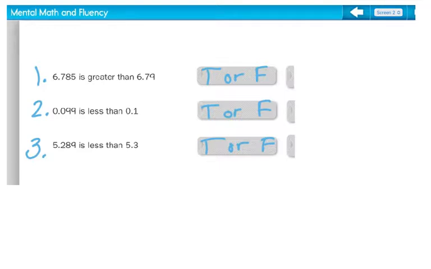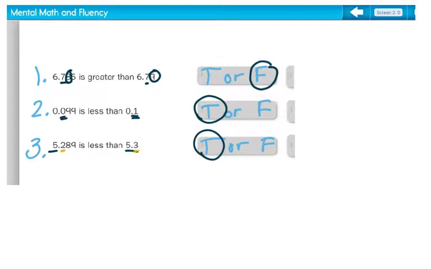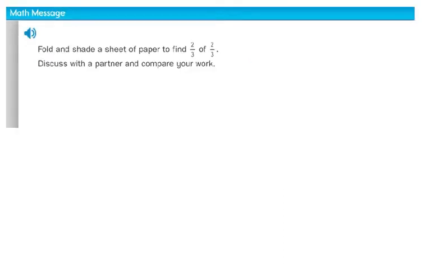All right, number 1. It is false. 7 and 7 the same. 8 is smaller than 9. Number 2 is true. 0 in the tens place is less than 1. And number 3, 5 and 289 is less than 5 and 3/10. That is true. 5 and the 5 are the same, so I go to the tenths. 2 is smaller than 3. Go ahead and erase your whiteboard.